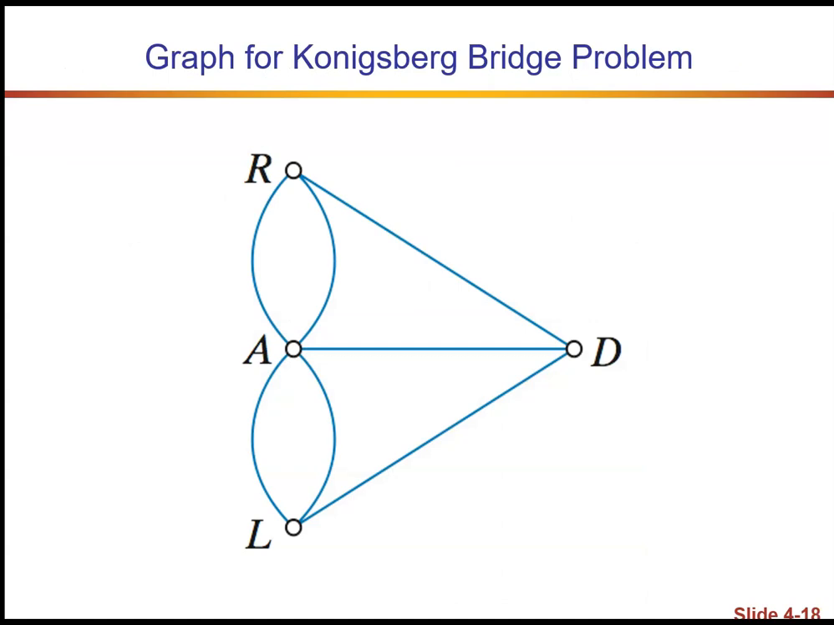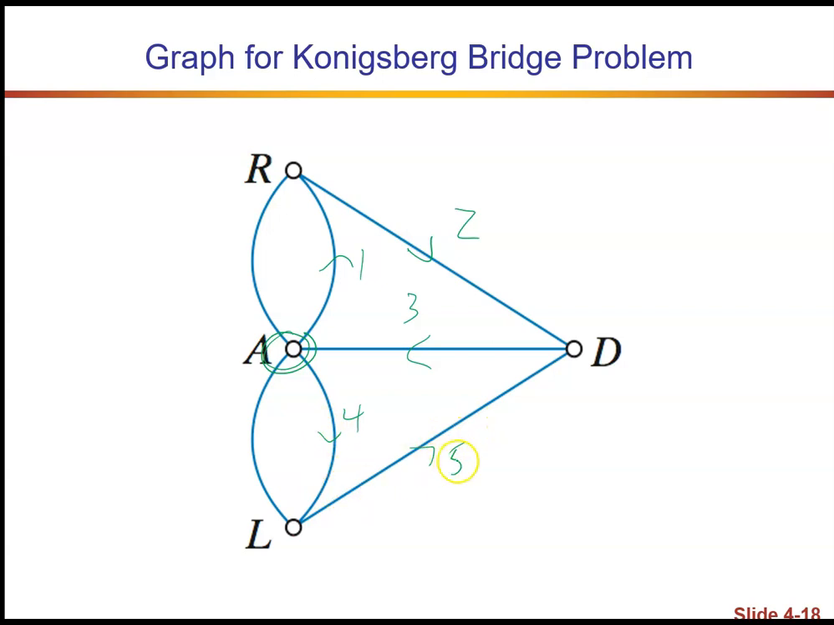If we start, let's just say, at A. Let's just try something. So let's start here and go up here. I'm going to number the order I'm going. Up to R. Then I haven't gone to D yet, so I'm going to go to A. And then I'm going to go back down to L. Then I'm going to go to D. Well, I get stuck here.